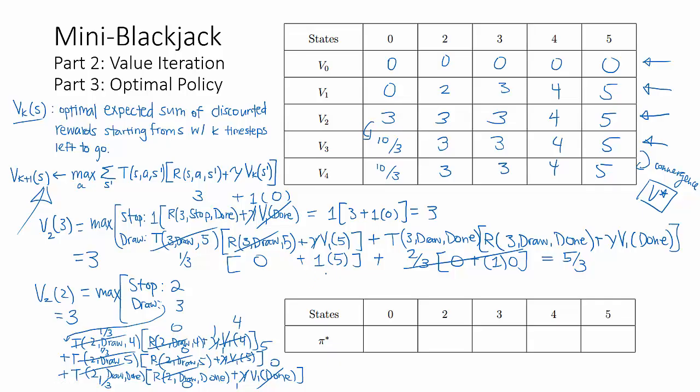For part 3, we're asked to find the optimal policy given our values. We've talked quite a bit on which actions give us the better values for each of these states, so let's just name them off. For state 0, obviously we should draw. For state 2, we preferred drawing. For state 3, we wanted to stop. For state 4, we wanted to stop. And for state 5, we wanted to stop. So this is the optimal policy pi star.